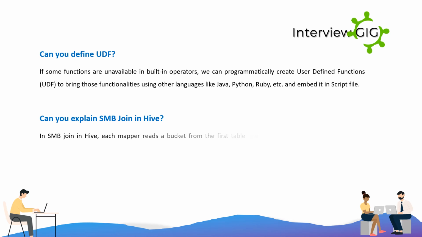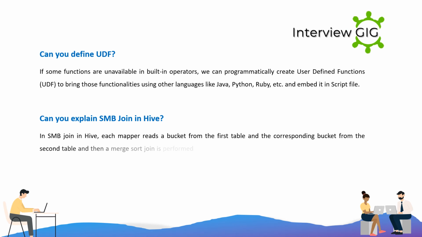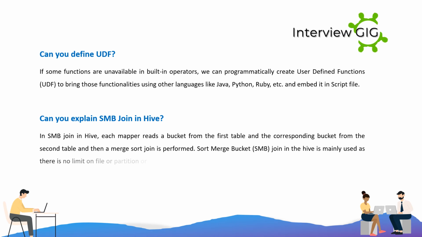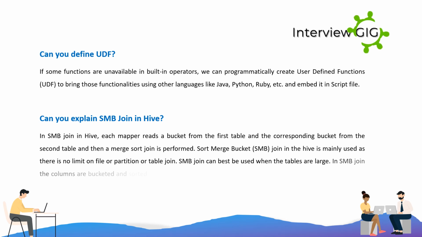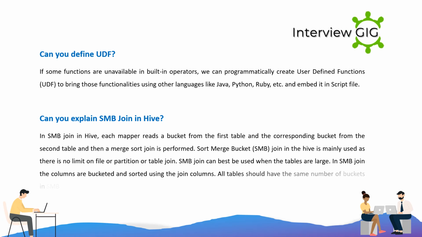Can you explain SMB Join in Hive? In SMB Join in Hive, each mapper reads a bucket from the first table and the corresponding bucket from the second table, and then a merge sort join is performed. Sort merge bucket, SMB Join in Hive is mainly used as there is no limit on file or partition or table join. SMB Join can best be used when the tables are large. In SMB Join the columns are bucketed and sorted using the join columns. All tables should have the same number of buckets in SMB Join.